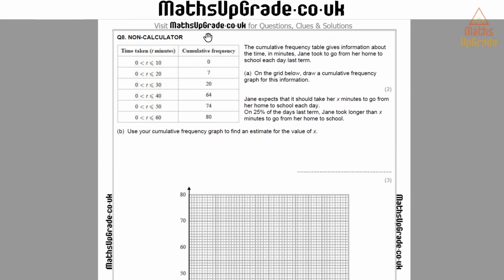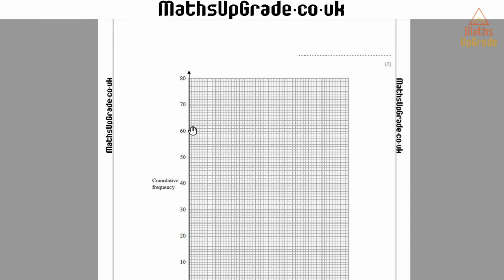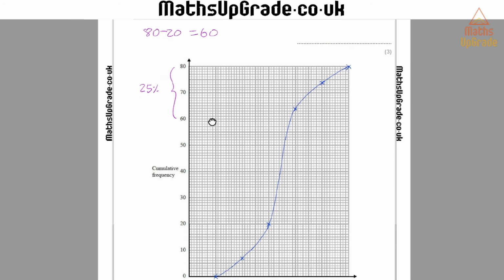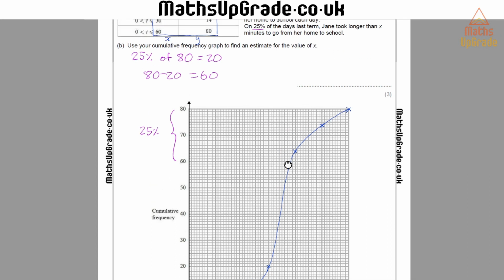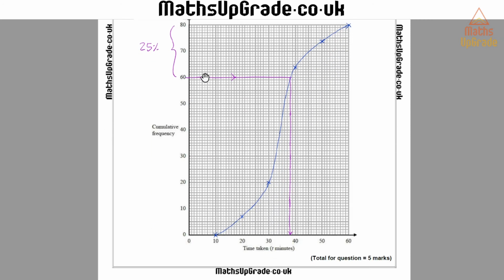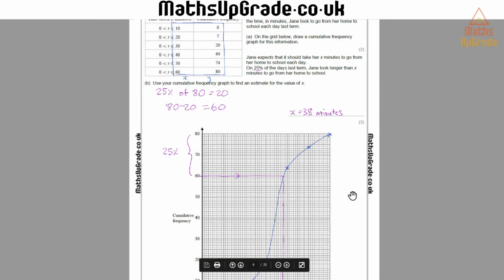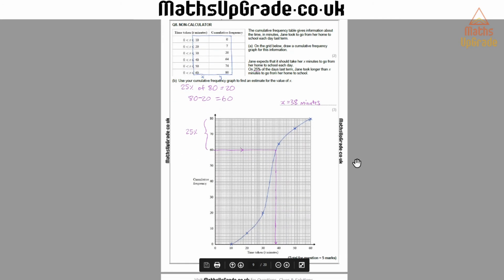The position of the upper quartile from 80 values is the 60th value, since 60 is 3/4 of 80. So the upper quartile is here. So if I was to read off the value, which is the same as the upper quartile, that will give me the value for X. If I read off here from 60 straight down, that gives me 38 minutes. So the answer here for 3 marks is 38 minutes.